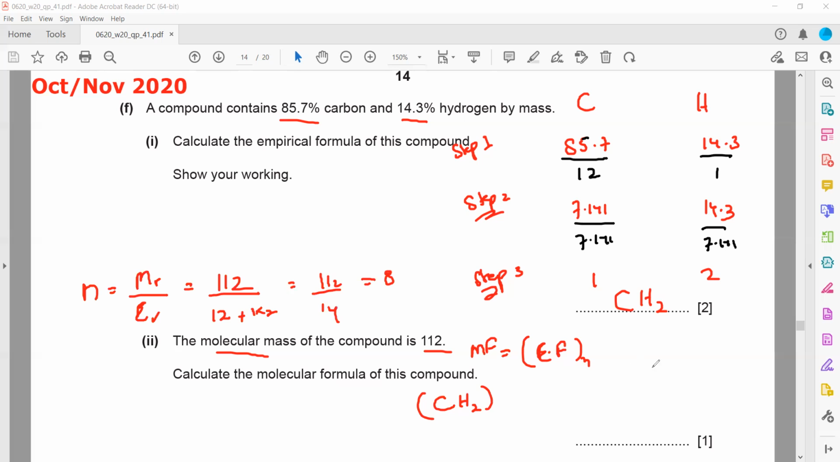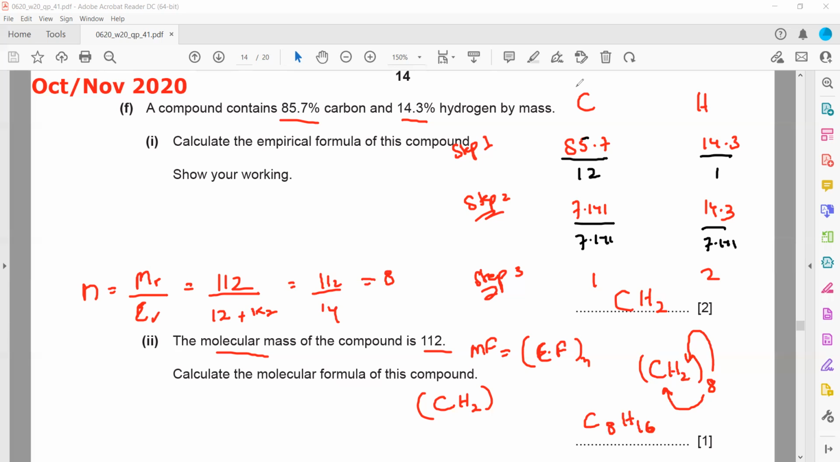So in place of n, we'll write 8. So it is CH2 in a bracket, raised to 8. So this 8 is multiplied with carbon, and this 8 is multiplied with hydrogen. So it will be C8H16. So this is the molecular formula of the compound.